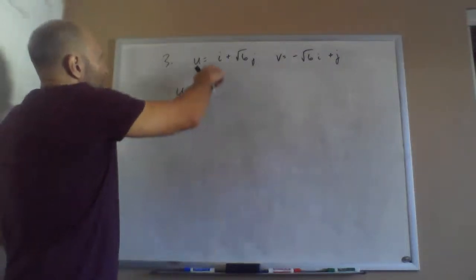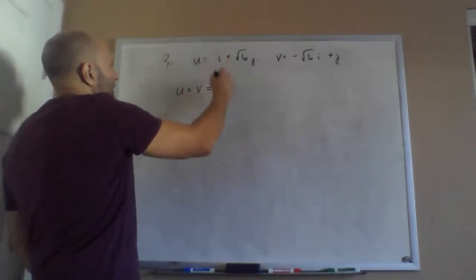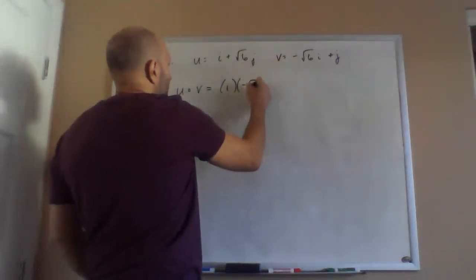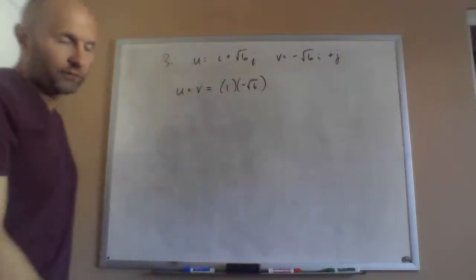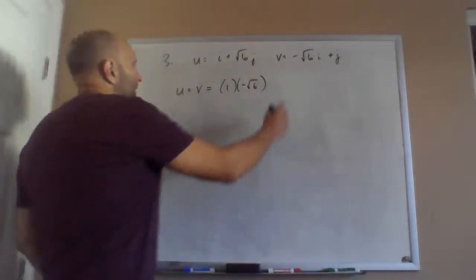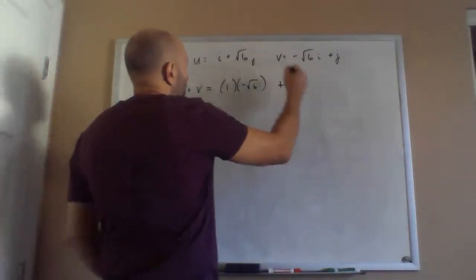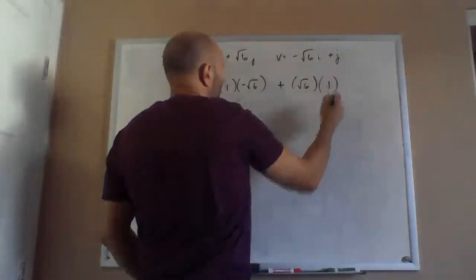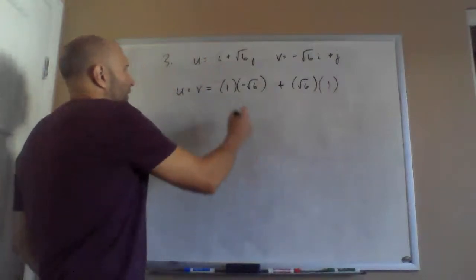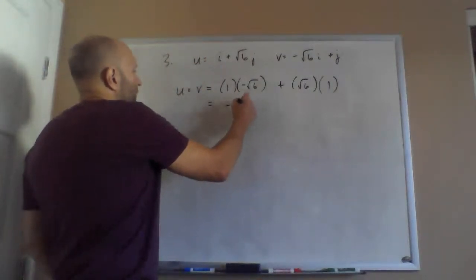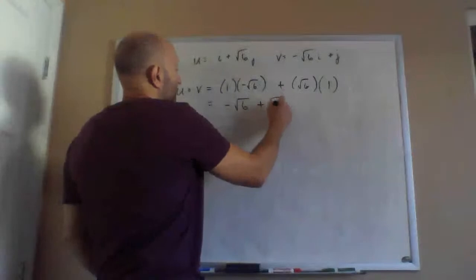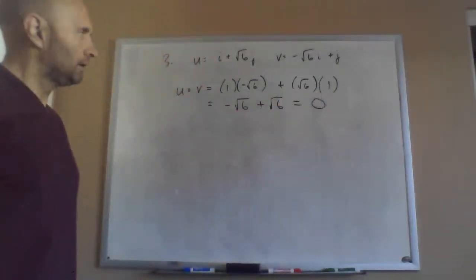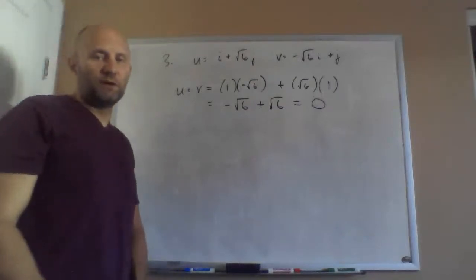So we do what? The value in front of I, which is 1, times the value in front of I over here, negative root 6. And then we add this to the value in front of J, positive root 6, times the value in front of J there, positive 1. So we get negative root 6 plus root 6, which is what? 0. So the dot product here is 0.